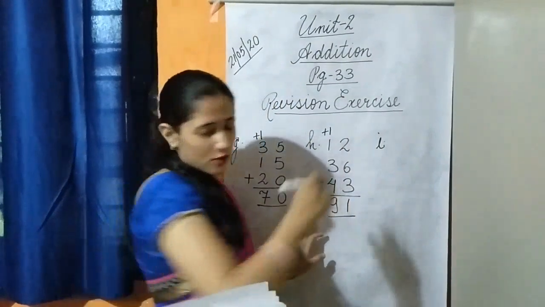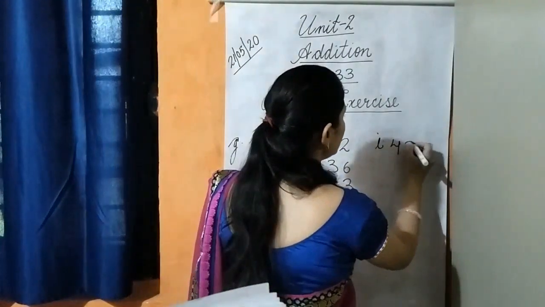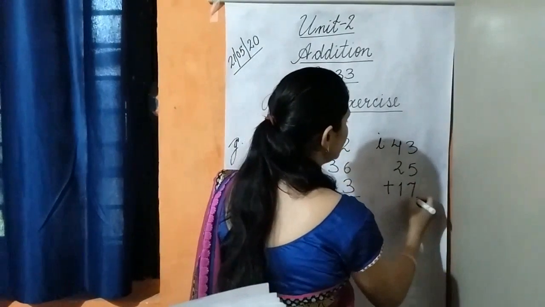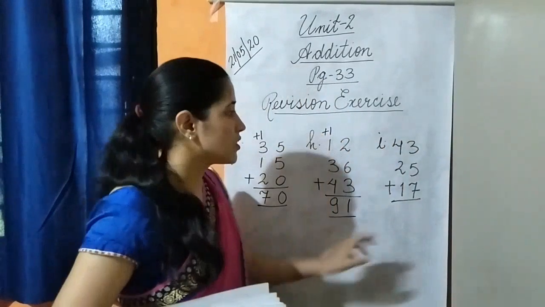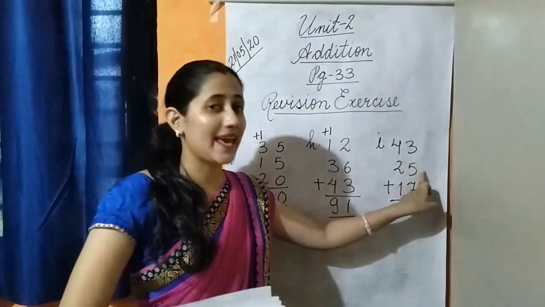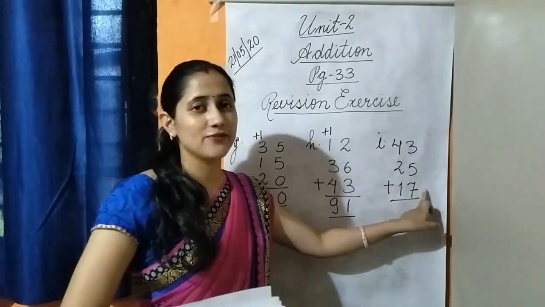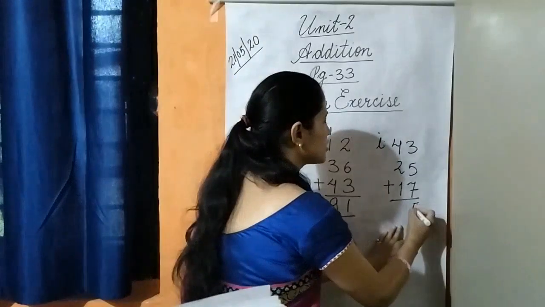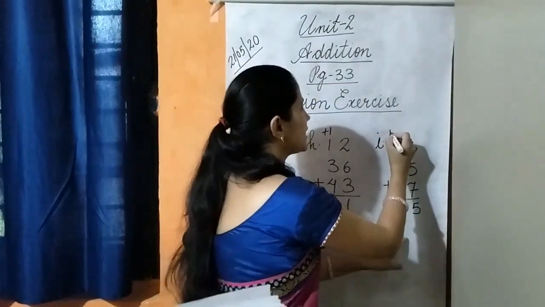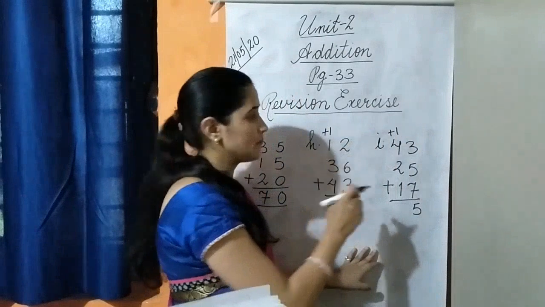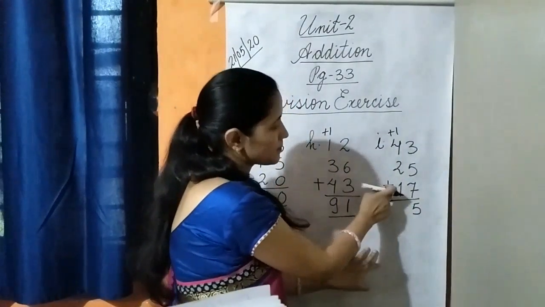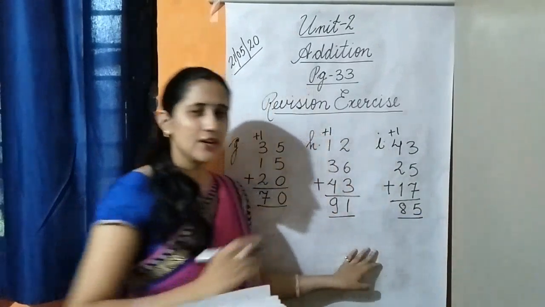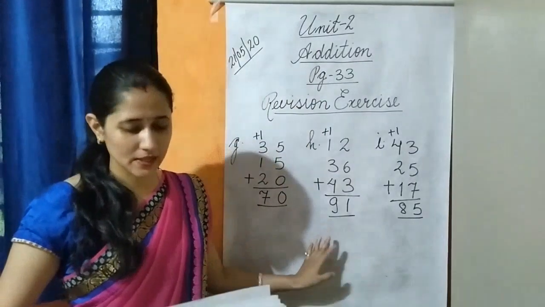I is 43 plus 25 plus 17. So 3 plus 5 is 8. 8 plus 7 will be 15. In 15, the ones place we keep here and the tens place we carry forward. 4 plus 2 is 6, 6 plus 1 is 7, and 7 plus 1 is 8. 85. Okay students, please complete this work.